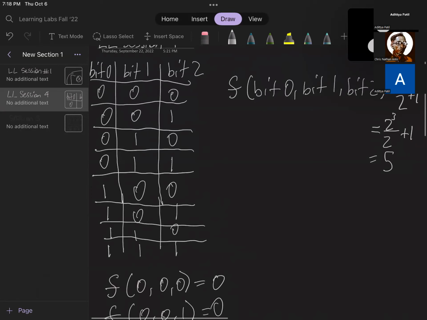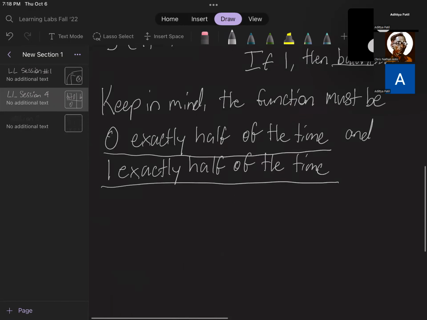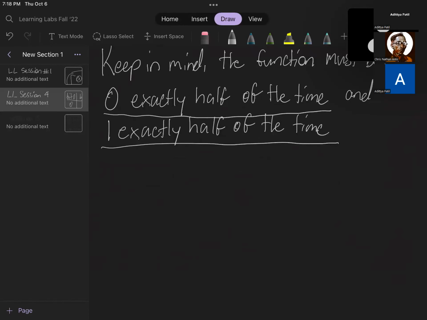And this logic works out when we're first dealing with this one bit, which is called a single bit function. And this will be the exact case. Either 0 or 1.